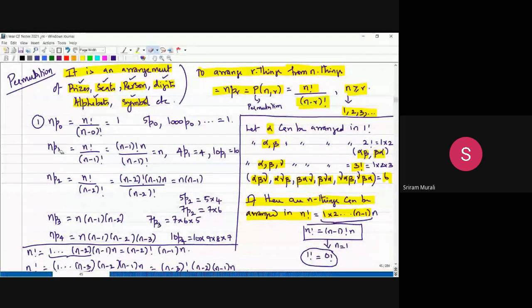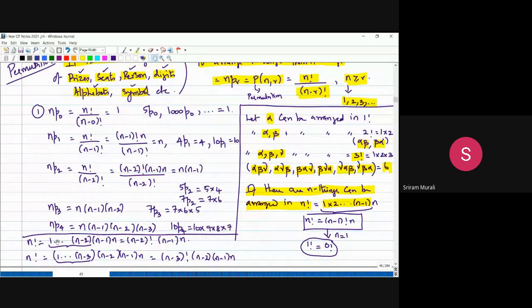If it is nP1, there is only one factor. If it is nP2, there are two factors, n and n minus 1. nP0 means no factors. nP3 means three factors from n: 1, 2, 3. nP4 means 1, 2, 3, 4. So this is what I said. The largest n factorial you can adjust to n minus 2 factorial into n minus 1 into n. The same way, n minus 3 factorial can be written as n minus 3 factorial into n minus 2, n minus 1, n. So this is what we wrote.